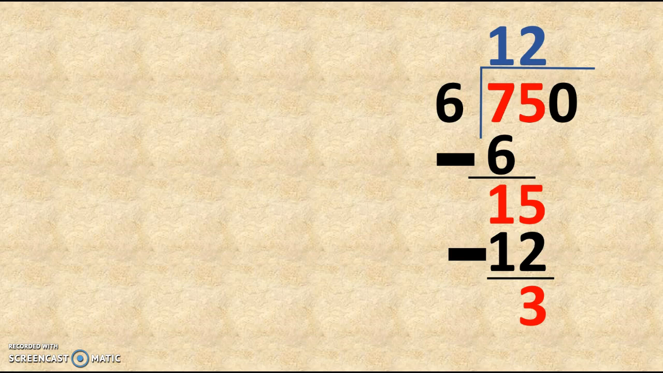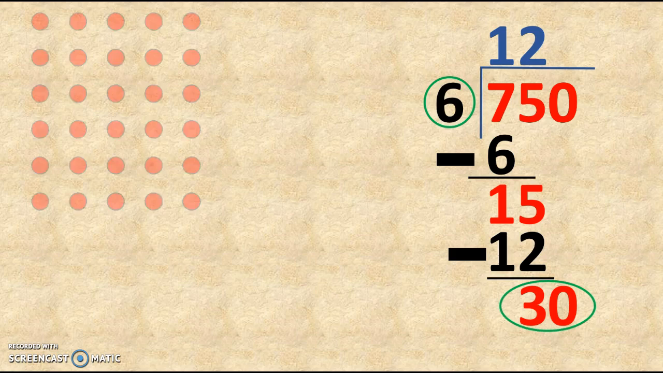And now we're ready to pull down our last digit, the digit from the ones position, which is the 0. Bring it straight down, which gives us a 30. So now we're going to see how many times the 6, which is our divisor, will go into the 30.